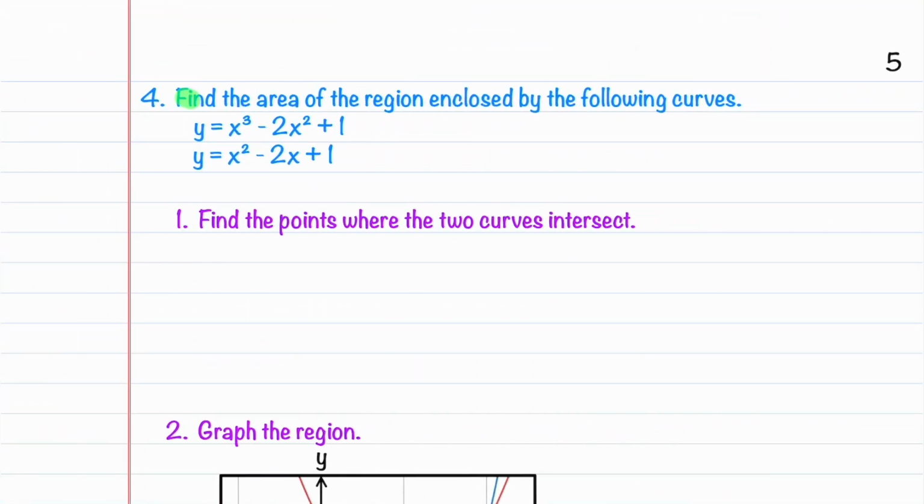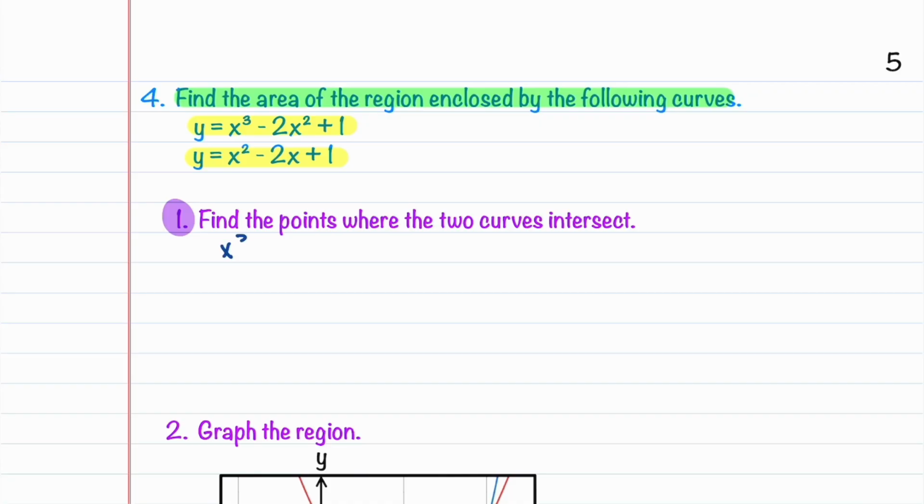In this example, we are going to find the area of the region enclosed by the curves y is equal to x cubed minus 2x squared plus 1, and y is equal to x squared minus 2x plus 1. So we have a cubic function and a quadratic function. The first thing that we're going to do is find the points where these two curves intersect. To do that, we are going to have to set the two curves equal to each other.